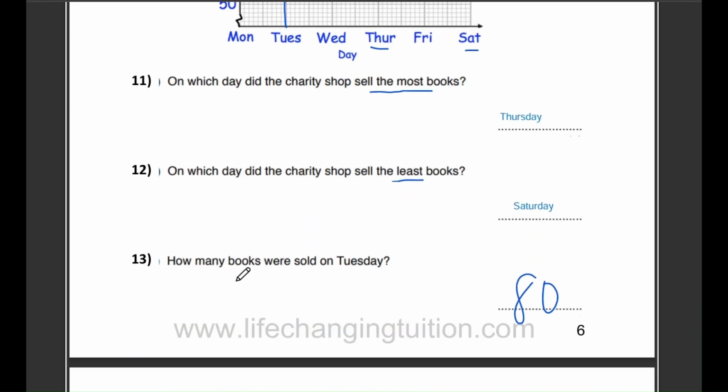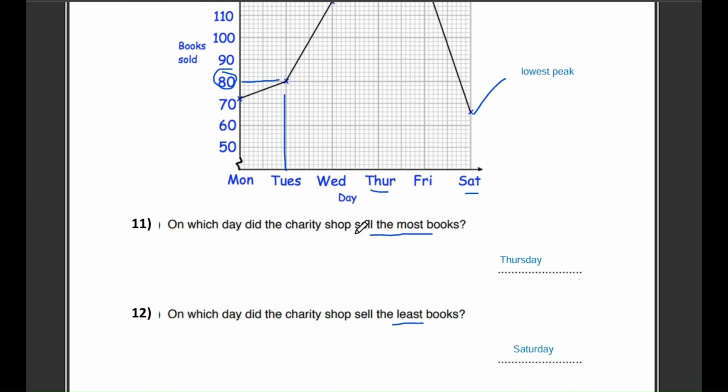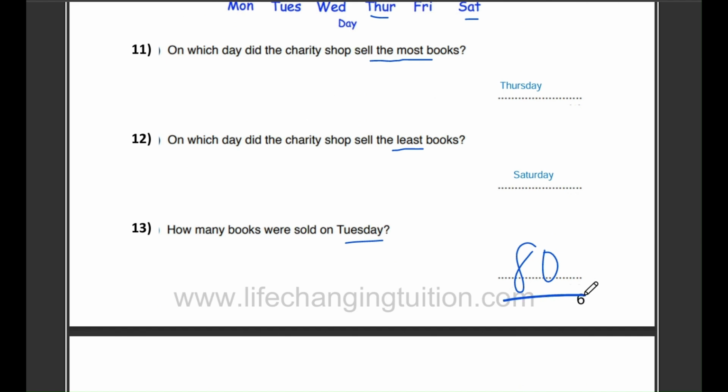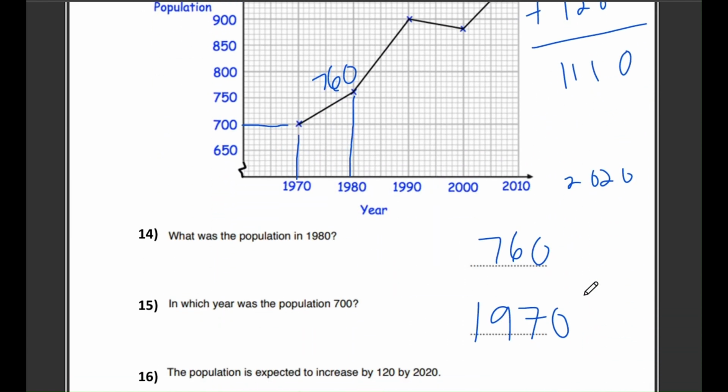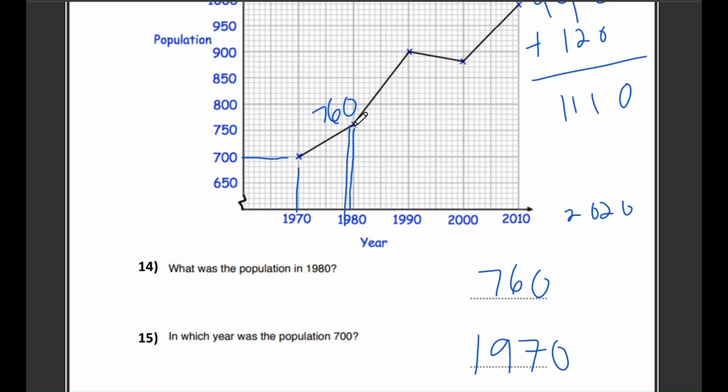Question 13. How many books were sold on Tuesday? The correct answer is 80. On the line graph, find Tuesday and trace your finger up to the line. Then, look to the left to see what number that lines up with, which is 80. That means they sold 80 books on Tuesday. Question 14. What was the population in 1980? The correct answer here is 760. If you look at the graph where it says 1980 and go up to where the line is, you will see that it lines up with 760. So the population in 1980 was 760 people.